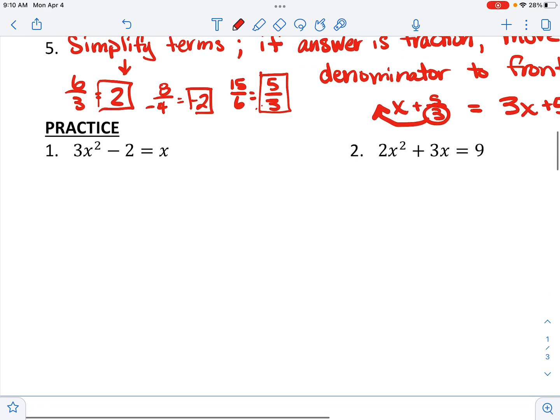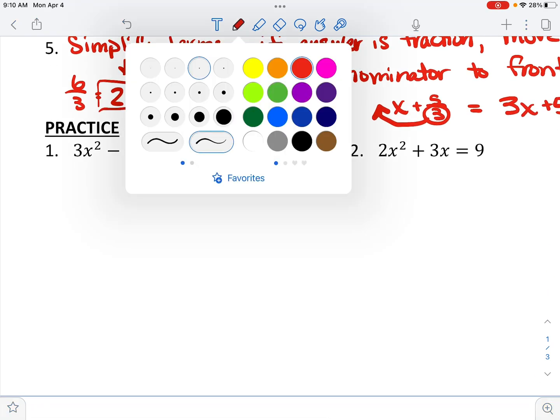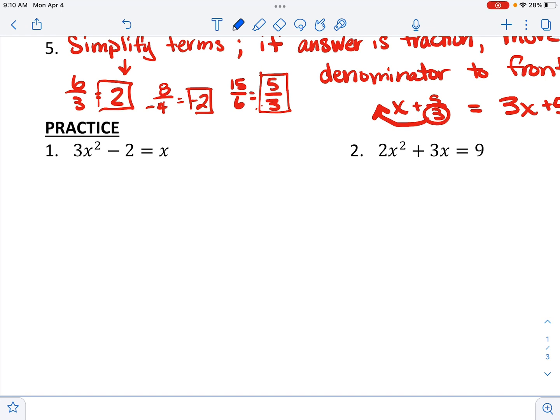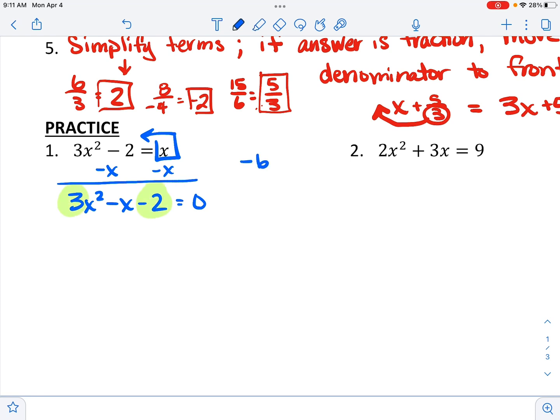So let's practice the steps. Step 1 is to put it in standard form. So we move this to the other side: 3x squared minus x minus 2 equals 0. We then multiply a times c. That's 3 times -2, which is -6. We find our factors. That's 1 times 6, 2 times 3.